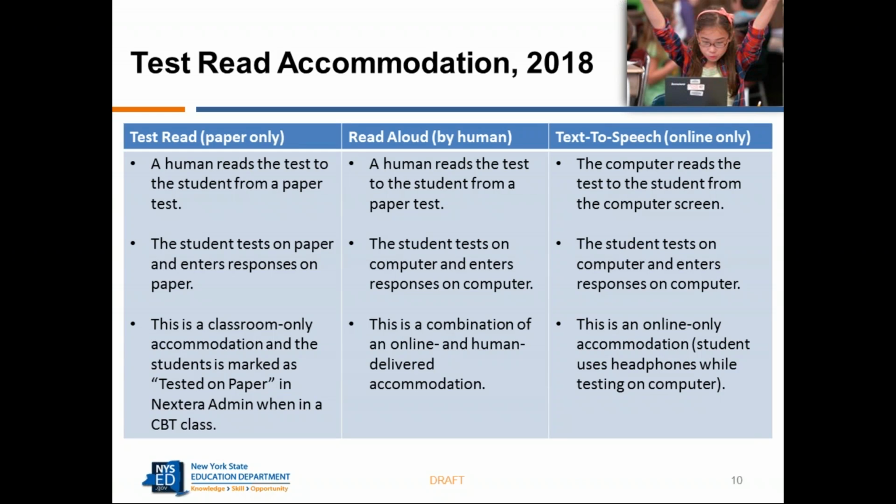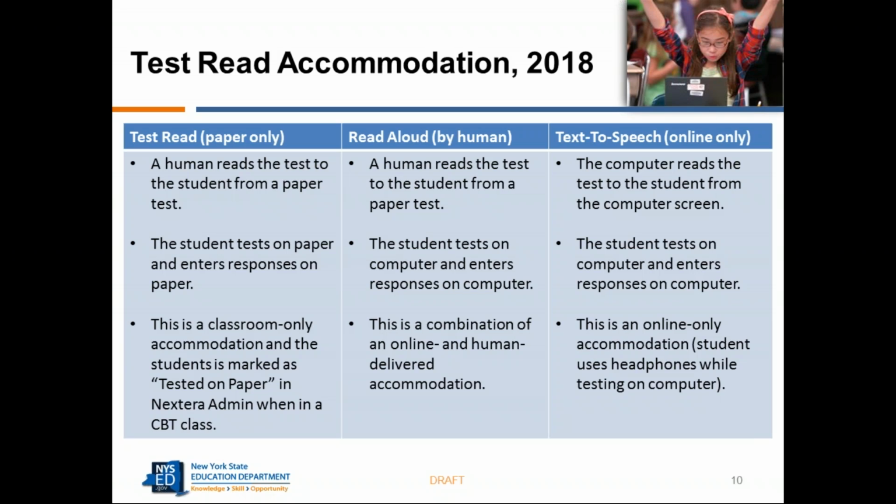There are 3 ways to deliver the test-read accommodation. Okay? The test-read accommodation on paper only is where a human reads the test to the student from a paper test. Many of you out there understand that the requirement for a CBT grade level is that all students in the grade level must test on computer.